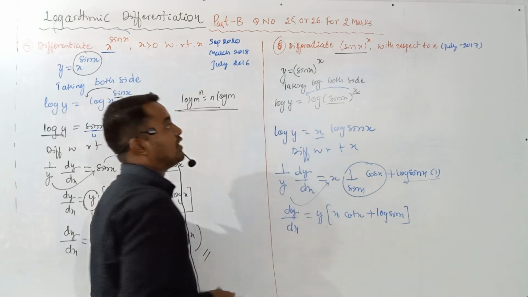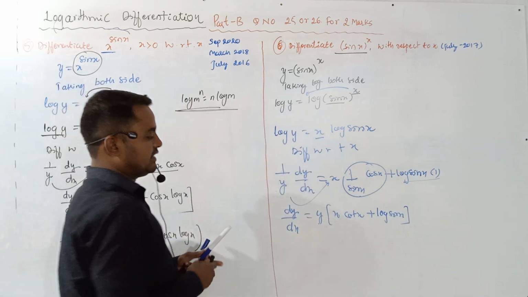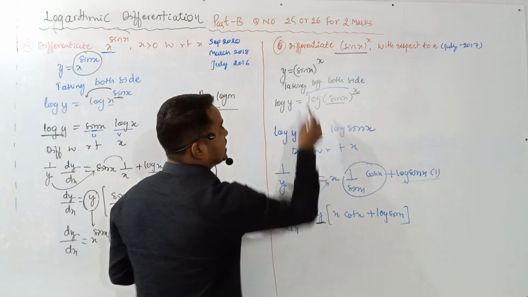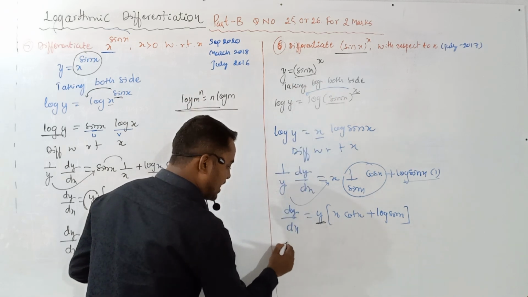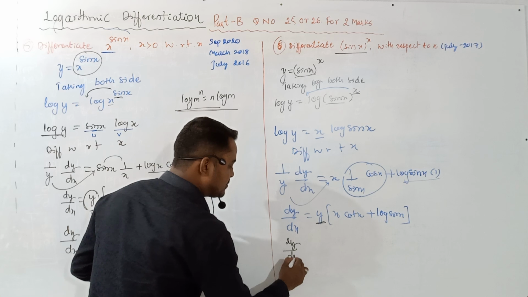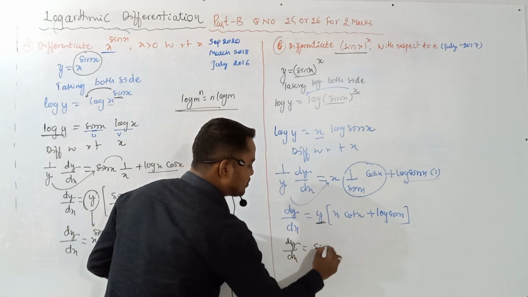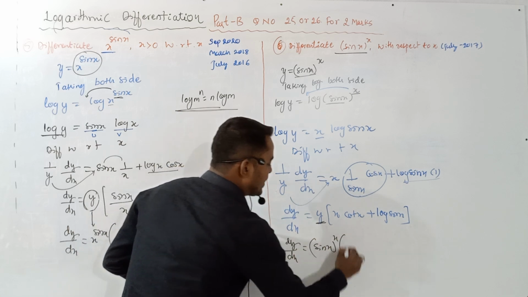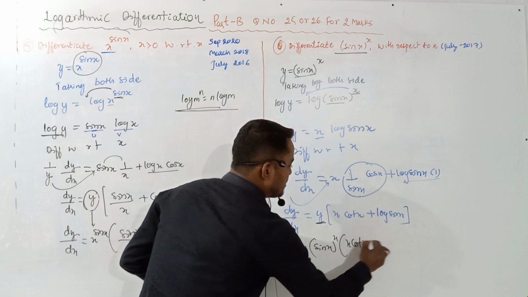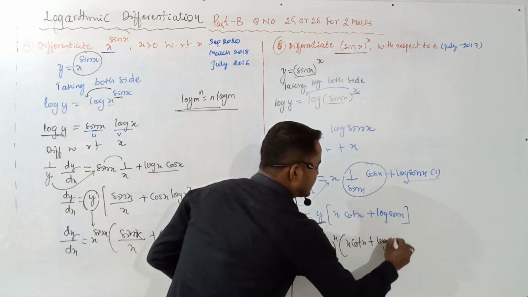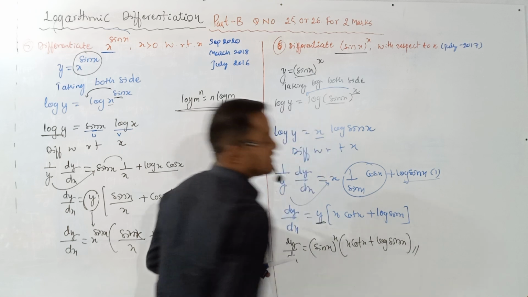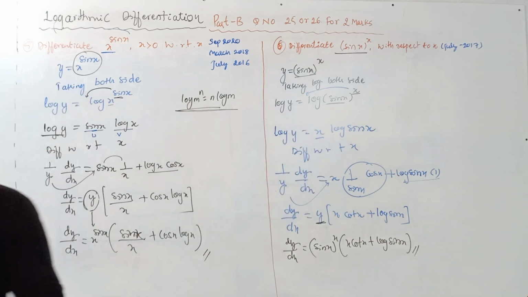Now replace the value of y. The value of y is sin x raised to x. Then dy by dx is equal to sin x raised to x, into x cot x plus log sin x. This is the final answer. I hope you are getting the solutions.